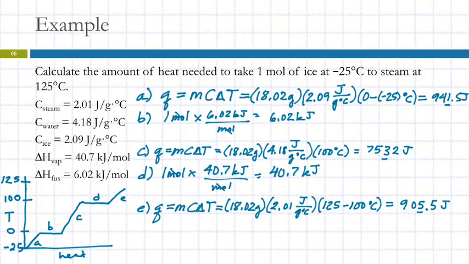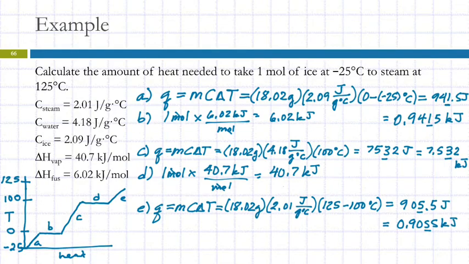To find the total amount of heat, I need to add these together, but I've got some that are in joules and some that are in kilojoules. So we need to have all the units the same because you can't add apples and oranges. So I'm going to convert this to kilojoules. That's going to be 0.9415 kilojoules. This one's already kilojoules. Converting this one would be 7.532 kilojoules. That one's already in kilojoules, and then converting this one, 0.9055 kilojoules.